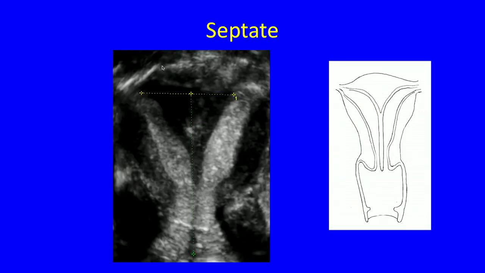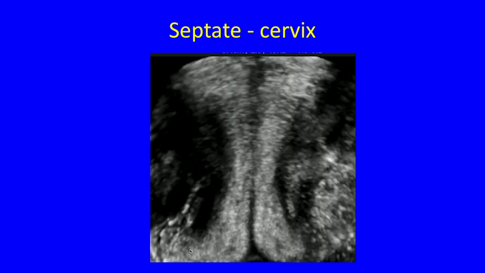Here we've again got this convex outer contour. I've drawn a line between the interstitial portions and dropped it down. And you can see, in fact, that this dark line, the septum, separates the cervix into two as well. So this septum reaches all the way down to the cervix, and that's what makes it septate.